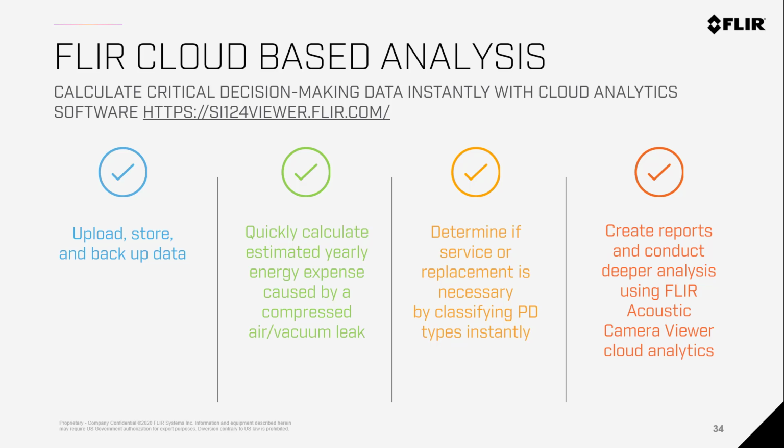When you get back to your office, or perhaps you're in your hotel room, or maybe even connected through your mobile hotspot, you could upload this information into our cloud. What our analytics do is quickly calculate, estimate, basically, the yearly energy expenses due to compressed air or vacuum leaks. You could determine if service or replacement is necessary by classifying that partial discharge. So not only do we provide the AI model for vacuum leaks, we also have AI models for partial discharge.